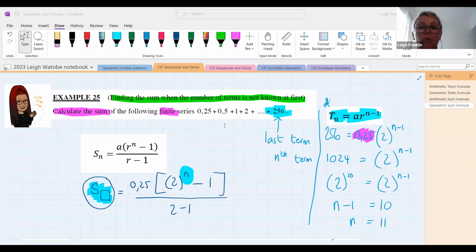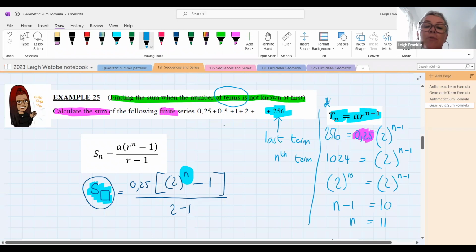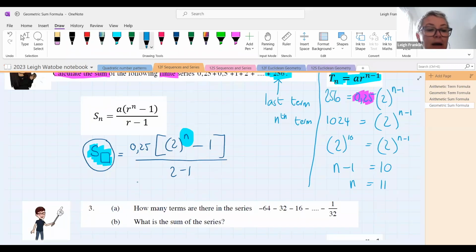100% perfect. Okay, so all I've done now is worked out this bit. I've worked out the number of terms in the pattern. There are 11 terms in this particular series. So now I can go back and sub in here. I am calculating the sum to 11. So I must set it out like this. The sum to 11. And again, I know what this is now. I know that it is 11.